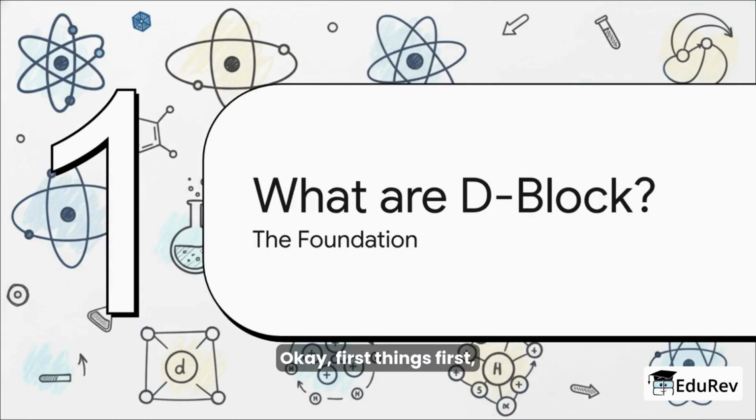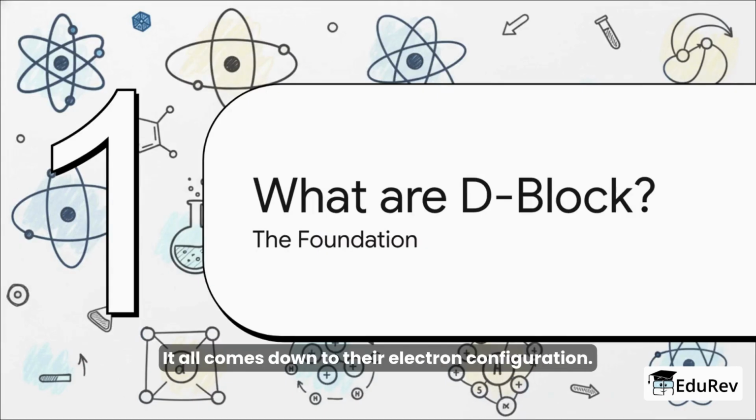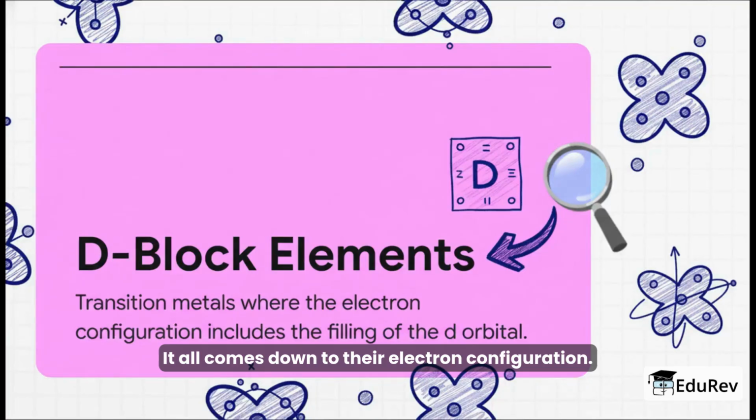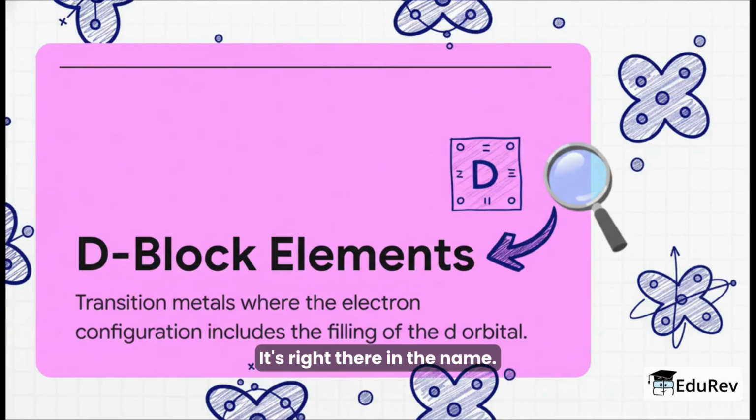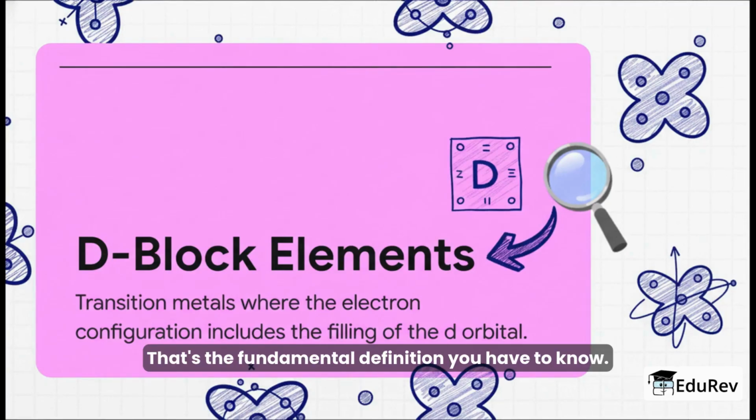Okay, first things first, we need a solid foundation. So what is a D block element really? What makes it part of this very specific, very important group on the periodic table? It all comes down to their electron configuration. It's right there in the name. They're called D block elements for one simple reason. Their very last electron, the differentiating electron, slots right into the D orbital. That's it. That's the fundamental definition you have to know.